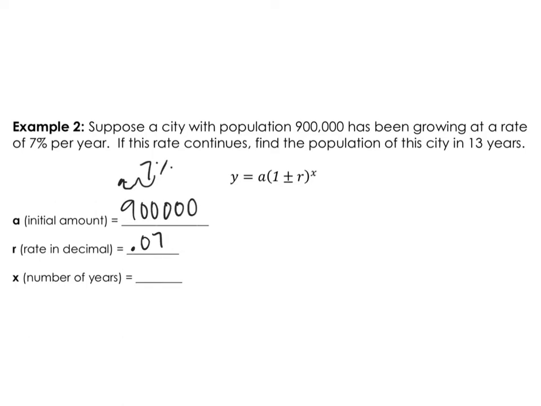So plugging all of that into my equation, I got that 900,000, 1, and again, my population was growing, so I'm going to use that plus.